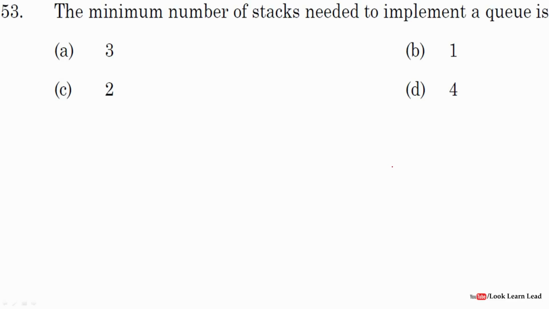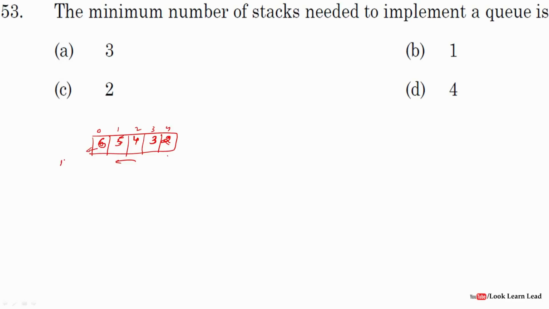Okay, a minimum number of stacks required to implement a queue. See, the queue is a first in first out data structure. So suppose we have a queue. In this we have 2, 3, 4, 5 and 6. Let this be a queue, and in this queue the indices are 0, 1, 2, 3, 4. So first we have inserted 6, then we have inserted 5, then 4, then 3, and 2. Okay, in a queue, deletion takes place from the front.